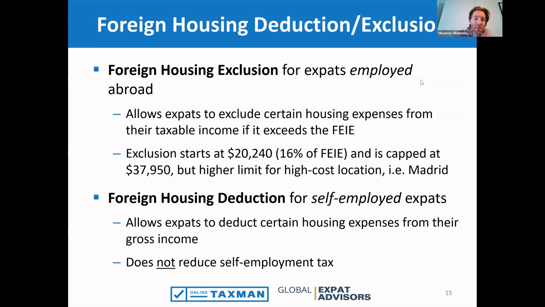The foreign housing deduction is sort of the same thing, but for self-employed expats, it allows you to deduct these housing expenses from your gross income, right? And so, as U.S. expats, we're entitled to both.